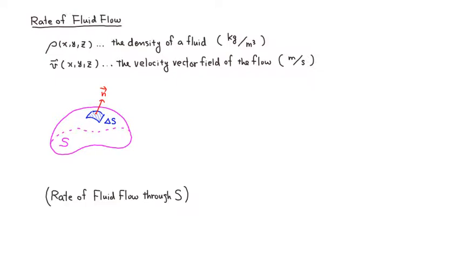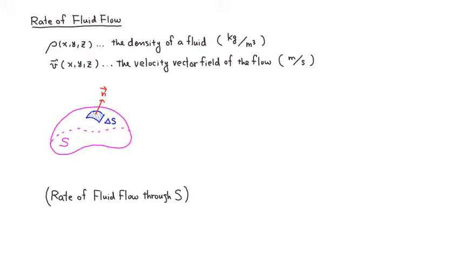Alright, let's look at an example of a surface integral, and this one is rate of fluid flow. Let's say rho is given to be the density of a fluid. So you have some sort of fluid, water or whatever, or syrup. Density is given by rho, and it's flowing, and its flow is described by this vector field v. So this is a velocity vector field of the flow.